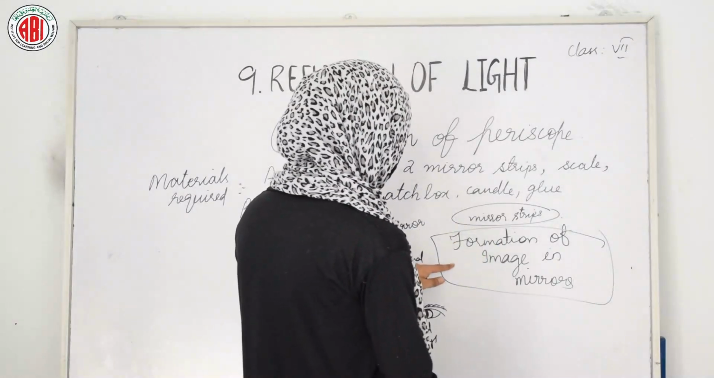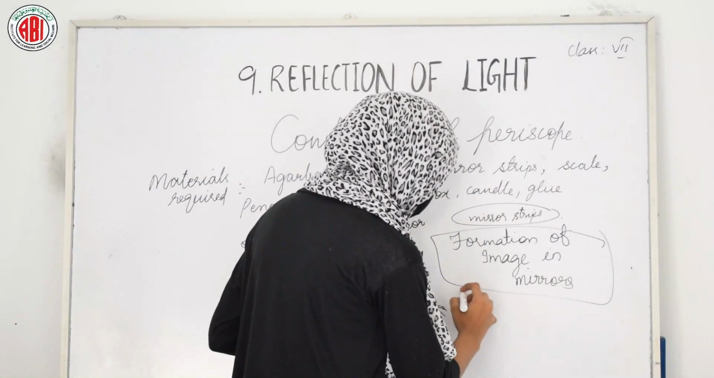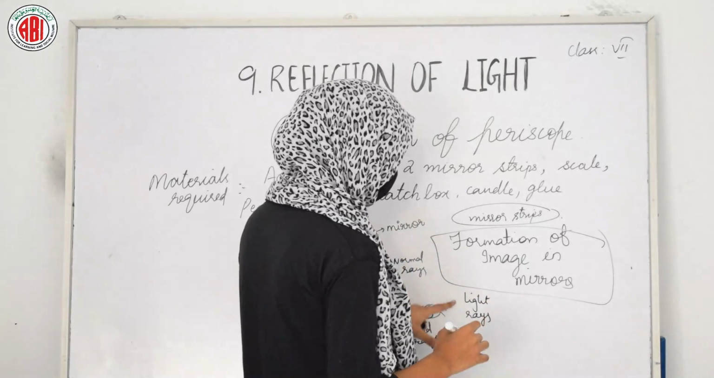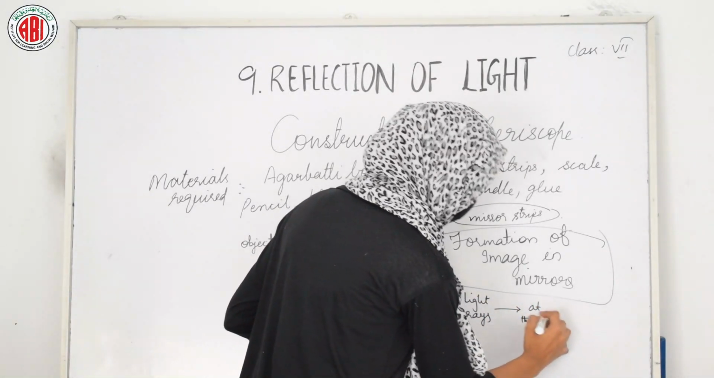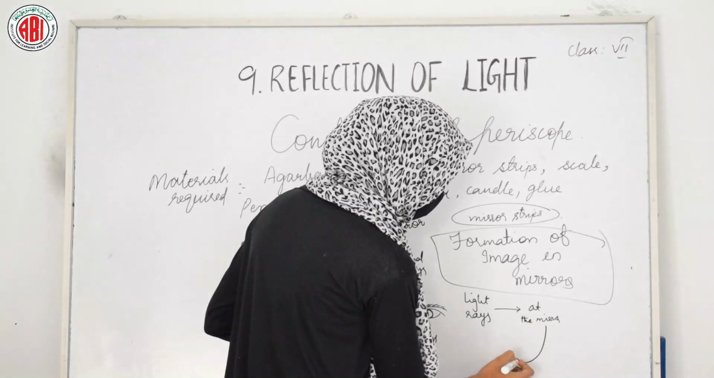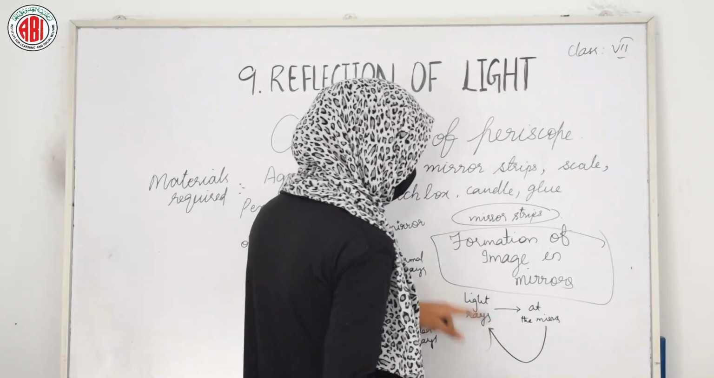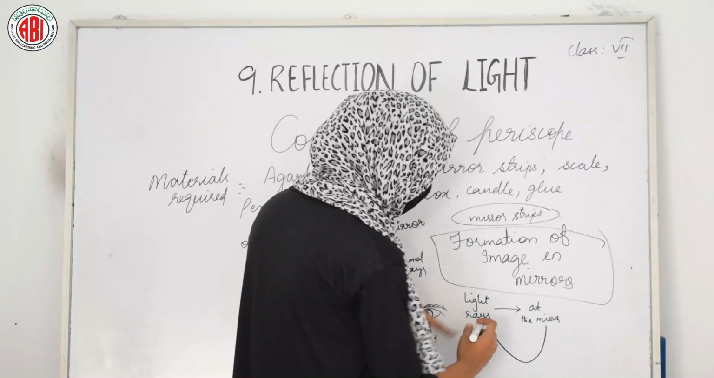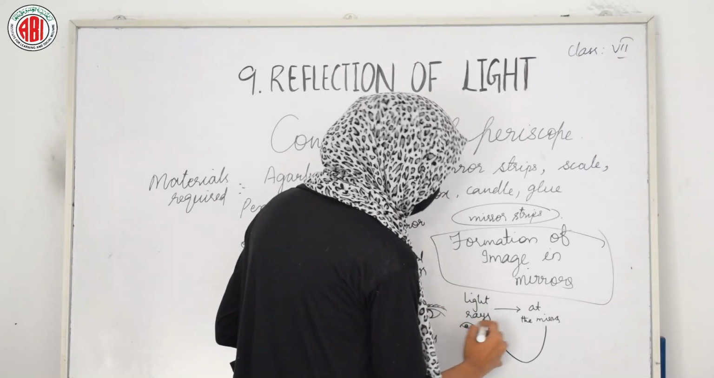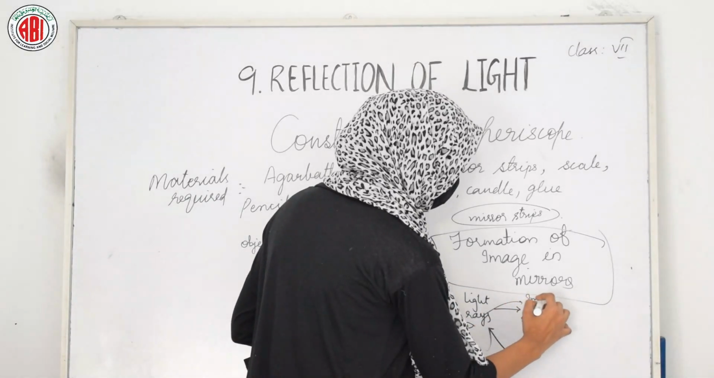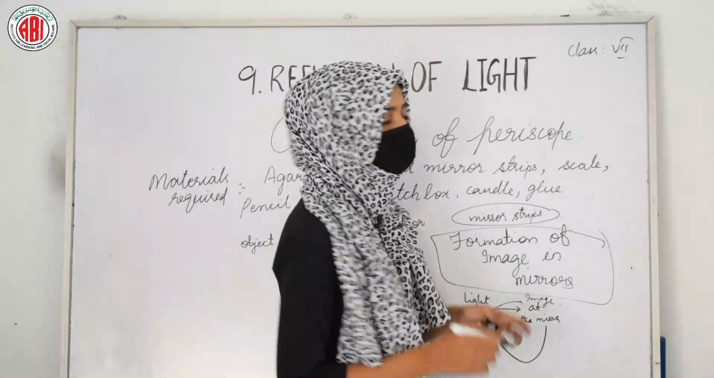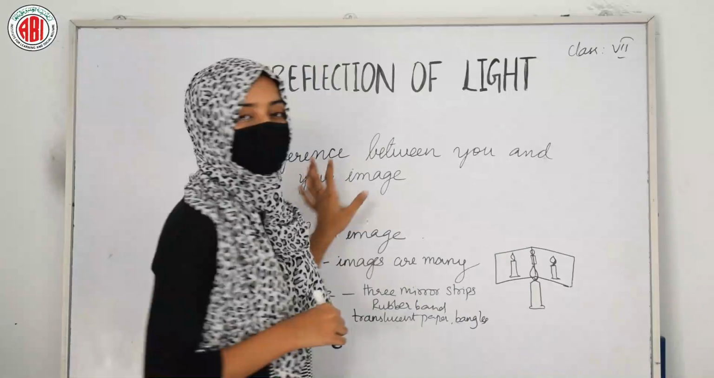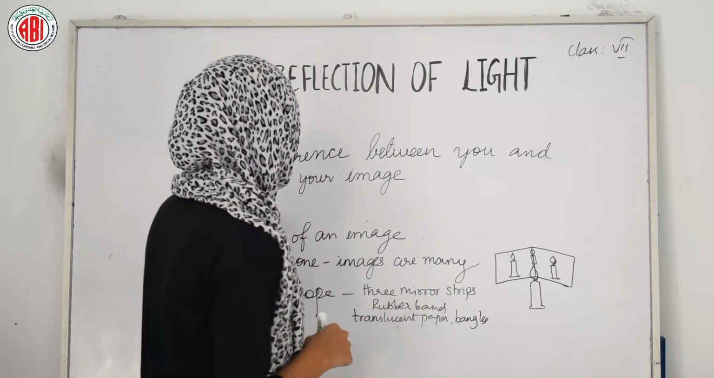The simple thing we need to remember here is that the light rays that fall on the mirror get reflected at the mirror. After they get reflected, when they reach our eyes, we can see the image that appears on the mirror. So this is how image formation takes place in mirrors. Difference between you and your image.